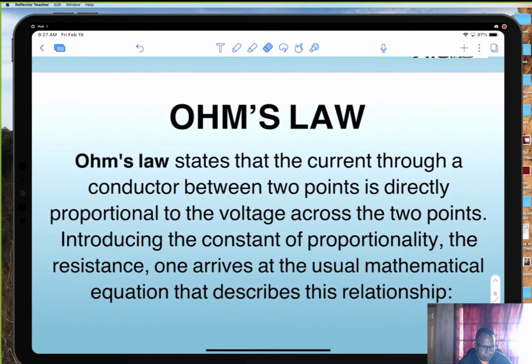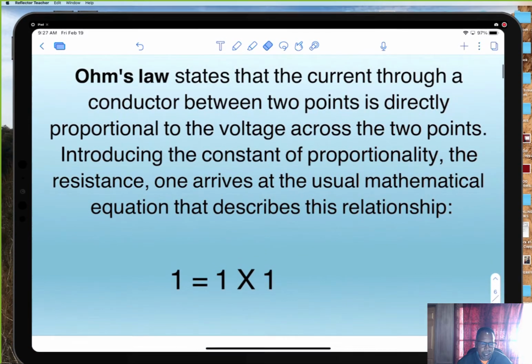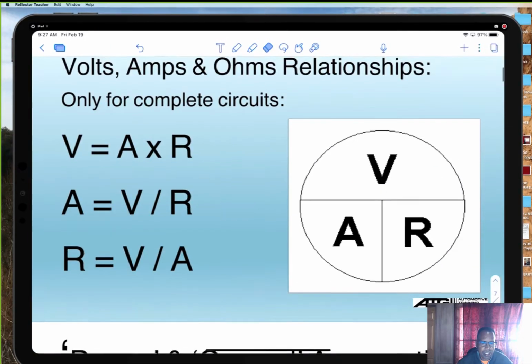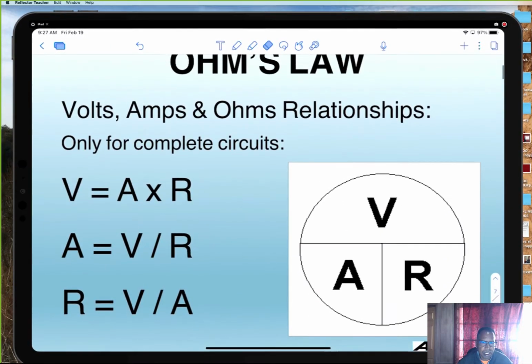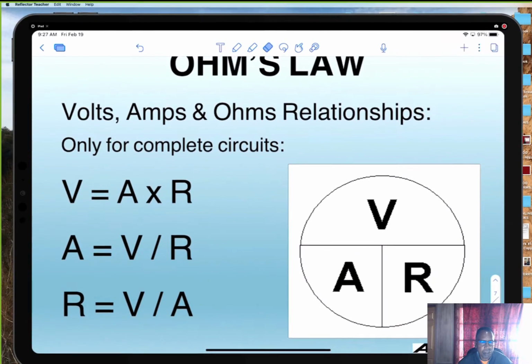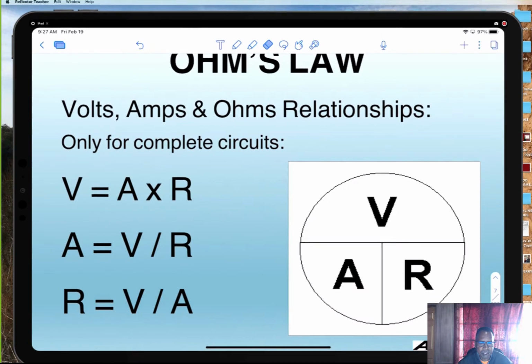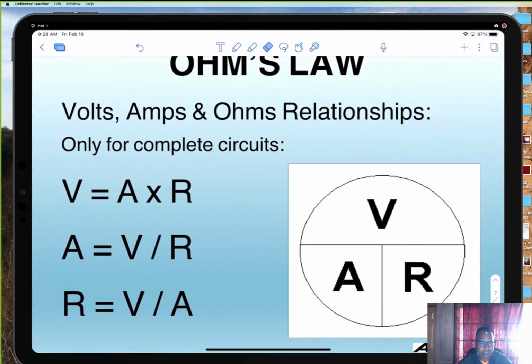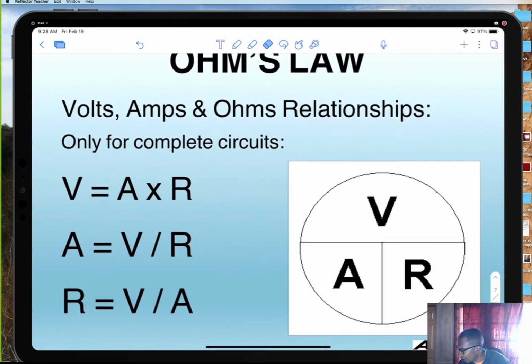I'm going to show you an example here in a second. And so we have here voltage, amps, and ohms. Relationship only on complete circuits. Now this is a key right here.